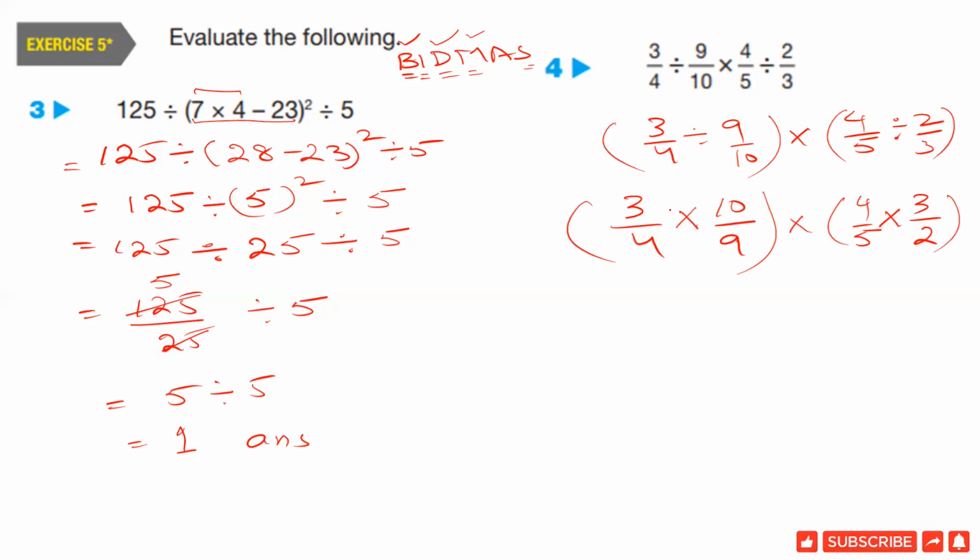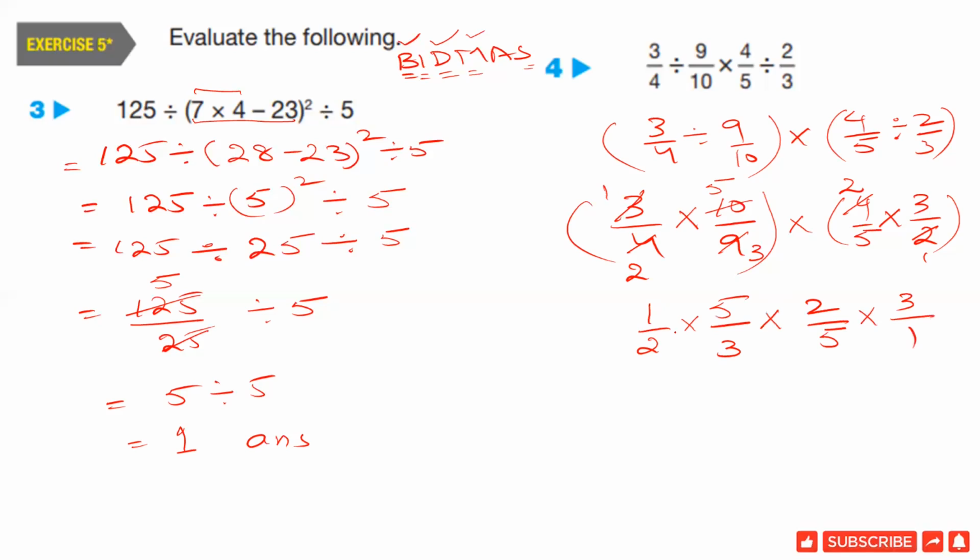So now we cancel. 3 times 1 is 3. 3 times 3 is 9. 2 times 2 is 4. 2 times 5 is 10. So it becomes 1 upon 2 times 5 upon 3 times. Now we check in this bracket. 2 times 1 is 2. 2 times 2 is 4. Now you have 2 by 5 times 3 by 1.